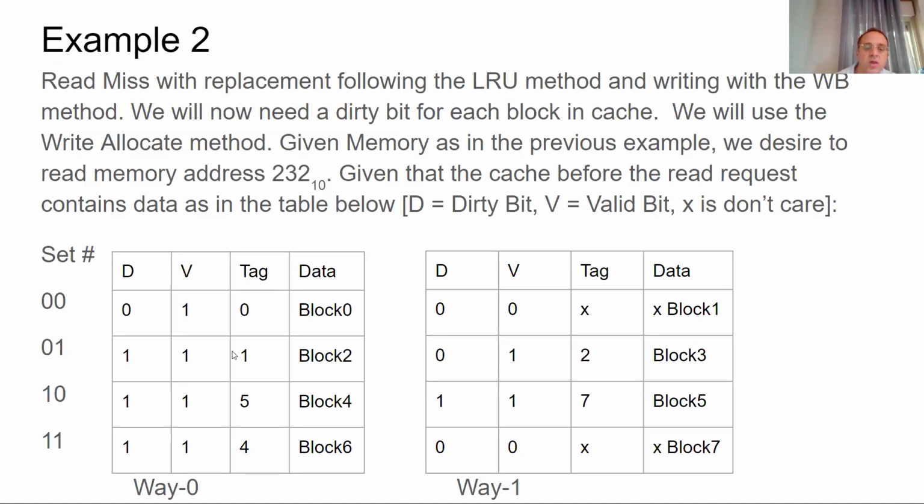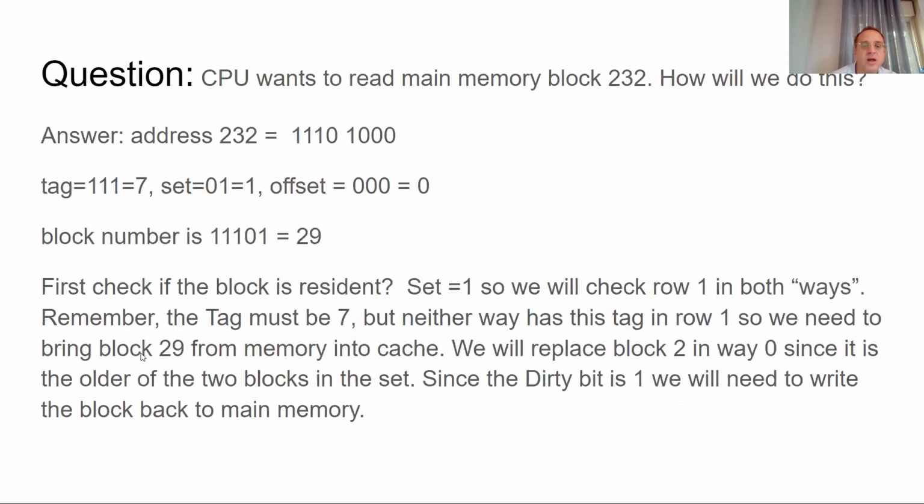So actually, we know that the block number is 101. No, it's 001, whatever. But it's 101, which means it's, what is that? 4, 5? 5, yeah? Let's see if we did that right.